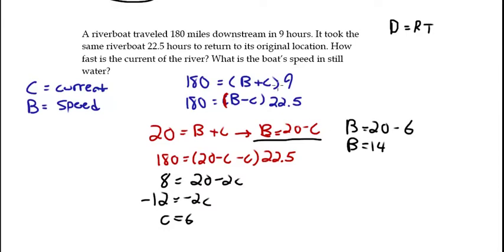And if you wanted to go back in and plug in and see if we got it right, well, B is 14 and the current is 6, so 14 plus 6 is 20, times 9 gives us 180, and 14 minus 6 gives us 8. 8 times 22.5 is also 180. And there we go. So the speed of the current is 6 miles per hour. The speed of our riverboat is 14 miles per hour.